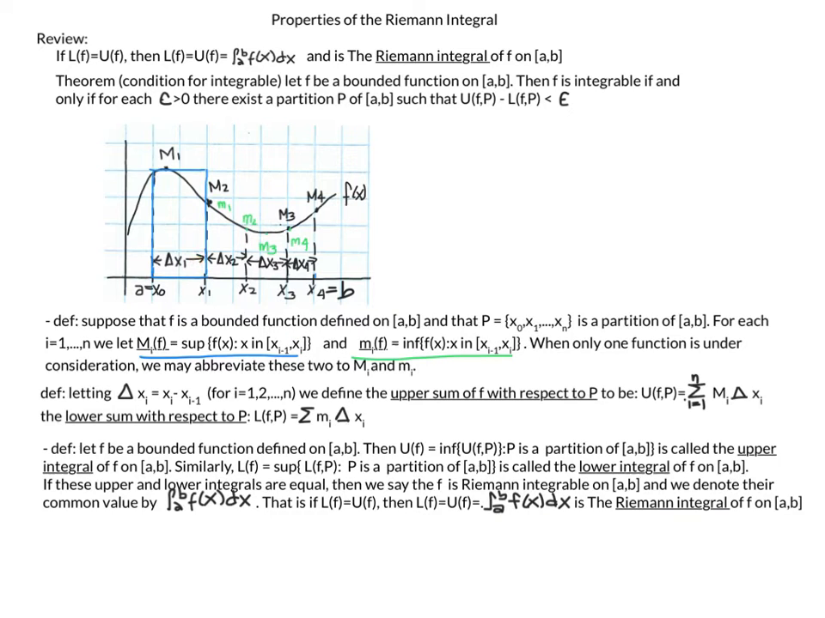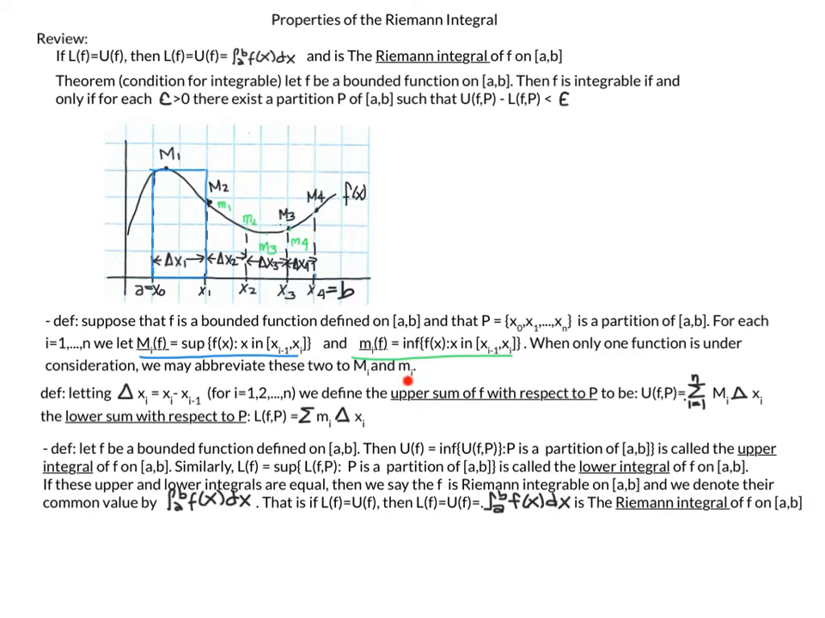So for this first interval, it looks like our maximum is here, where the height f(x) would be M1. Maybe over here, for this interval, it looks like our maximum is over here at M4. Similarly, I define the minimum, lowercase m_i, as the infimum of f(x) for x in the interval. So here, the infimum looks to be something like m4. Here, the infimum on this interval looks like it's at m3.